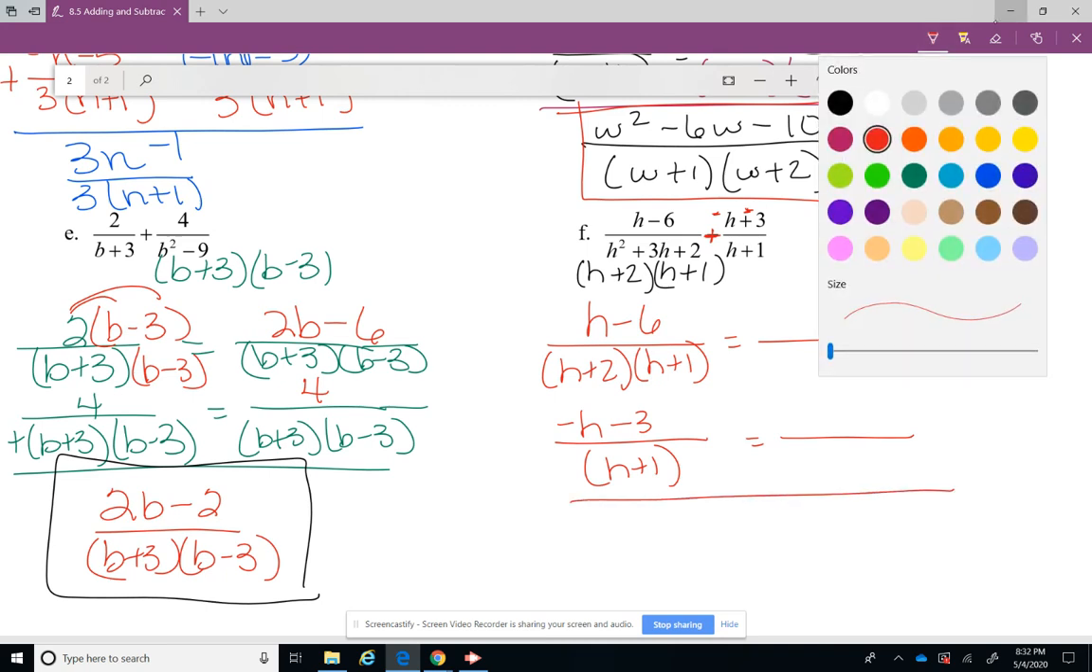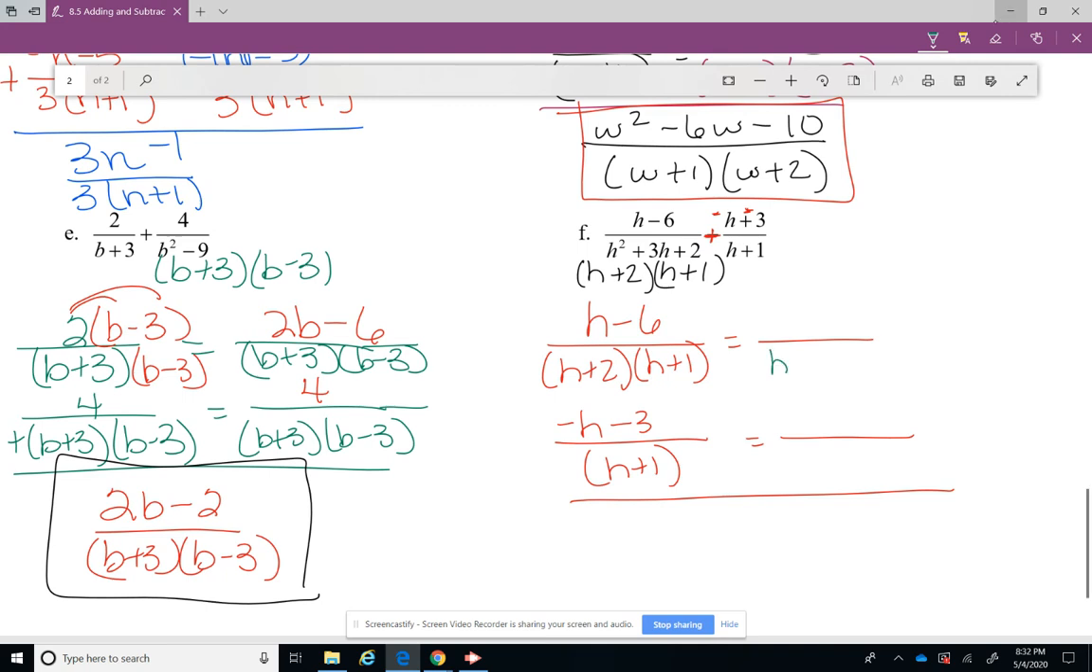All right, we're going to write our least common multiple, which is h plus 2 times h plus 1, and this first fraction does not change. And then we're going to put h plus 2 times h plus 1. We had to multiply by h plus 2. So we're going to have to close parentheses here and do h plus 2. So go ahead and pause the video and you do that.